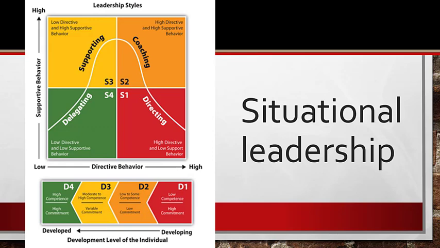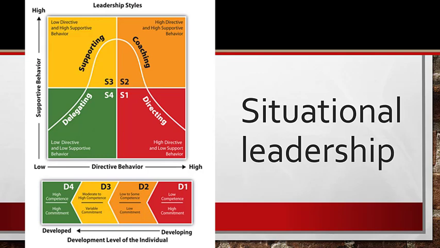You would draw a line up from there, and wherever it corresponds with that hump that's going right through the matrix, the graph, is what kind of approach you would apply. So if you're in D1 and you draw a line up, then you're going to intersect the line at a directing model. D2, you're going to intersect the line at a coaching model. D3 will intersect the line at supporting, and D4 will intersect the line at delegating.